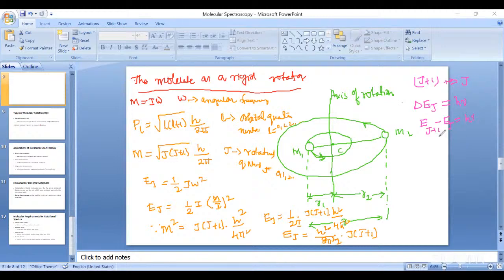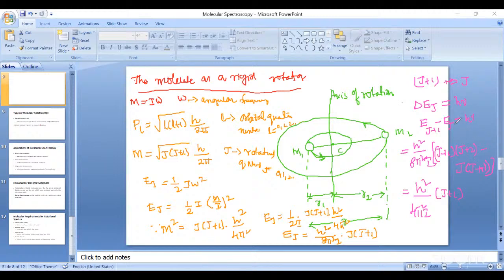Between the two levels we have the EJ value as h square by 8 pi square I. And between the level j plus 1 to j level, if you substitute there, it will be j plus 1 into j plus 2 minus j into j plus 1. If you solve this entire value, we are going to get h square by 4 pi square I into j plus 1.